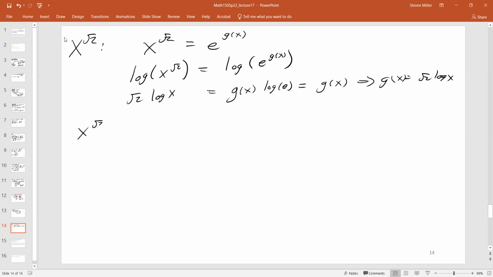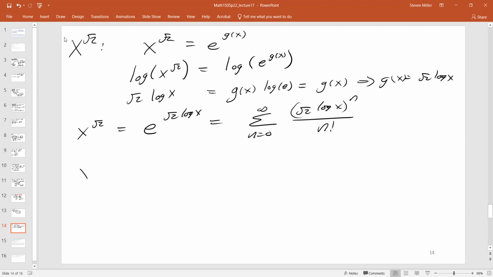So this means x to the root 2 is just e to the root 2 log of x, which is the sum as n goes from 0 to infinity of root 2 log of x to the n over n factorial. I'm no longer taking anything to an irrational power. I'm only taking things to integer powers. That's the advantage of the exponential function. I just sum integer powers.